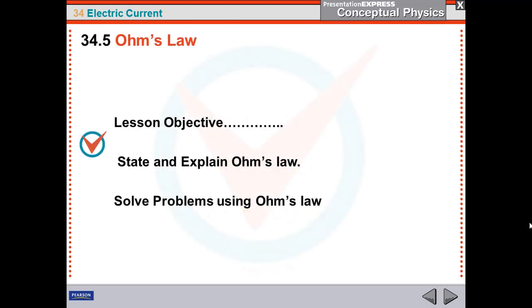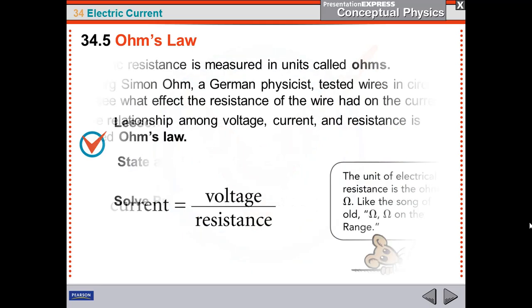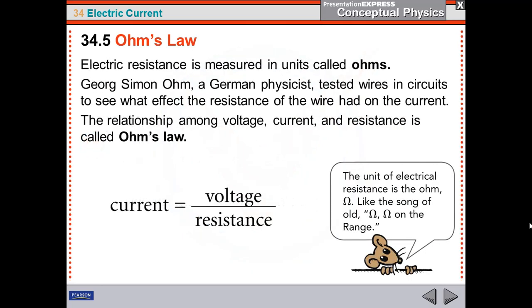At the end of the lesson, you will be able to state and explain Ohm's Law, and solve problems using Ohm's Law. You learned electric resistance in the previous lesson. Electric resistance is measured in units called ohms.